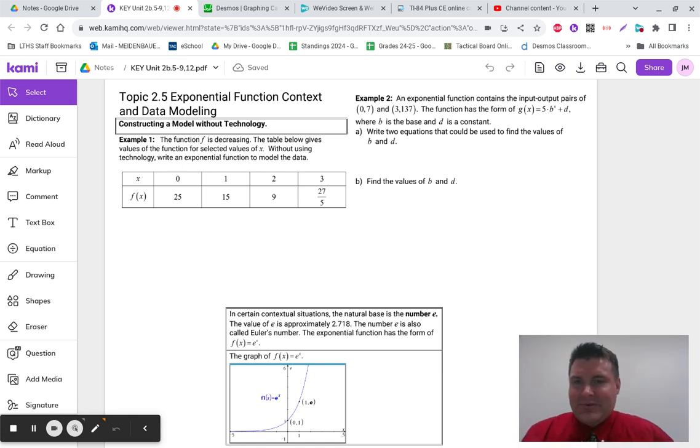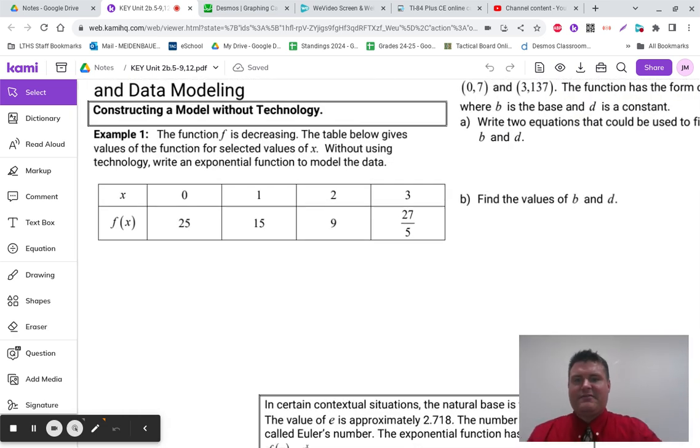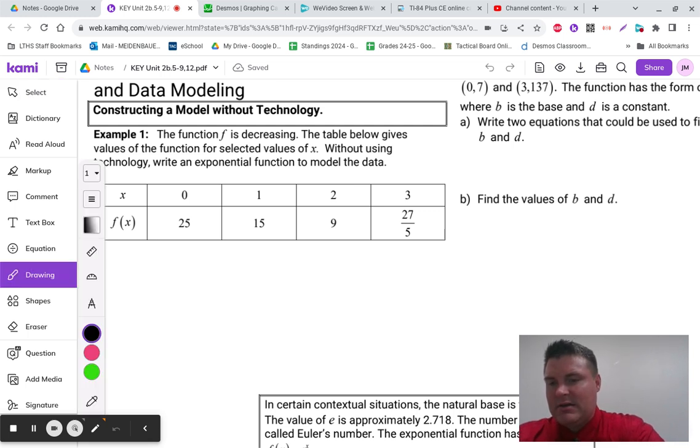Okay, so we'll just go ahead and use some technology. Actually, construct the models without technology first, then we'll use some technology. So for example, one right here, we have a function that is decreasing. The table below gives the values of the function of x. Without using technology, write an exponential function to model the data. Just a real quick heads up on what that's going to look like.